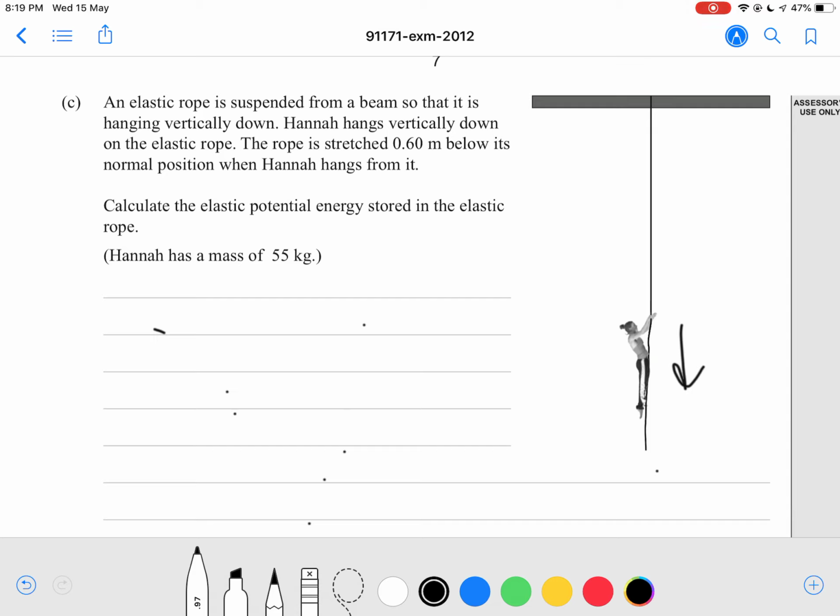Okay, so in this question, it doesn't tell you the spring constant, but it does tell you the stretching distance. The stretching distance is 0.6 meters, and because we have the force acting downwards by Hannah, we can use these two things to find the spring constant of the rope. And using the spring constant of the rope, we can use the EP formula for elastic potential energy, and we can find the elastic potential energy stored inside the elastic rope, okay?